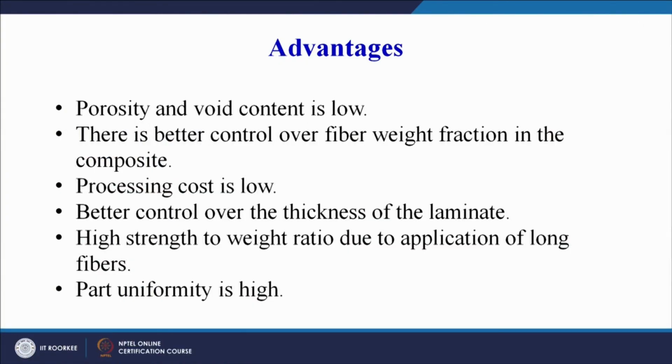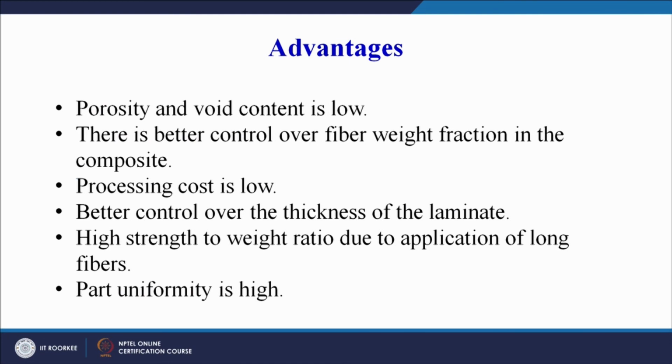So that is better in case of pre-pregs, because here you see that control slightly is difficult in case of short fiber reinforced composites. But here the examples that we have taken and we have read, we are using the continuous fibers either in the unidirection or in the bidirection woven mat. So basically our reinforcement is in terms of continuous fibers in the form of unidirectional woven mat. Therefore we can achieve better fiber weight fraction as compared to short fiber composite. So there is better control over the fiber weight fraction. That is another advantage. Processing cost is low.